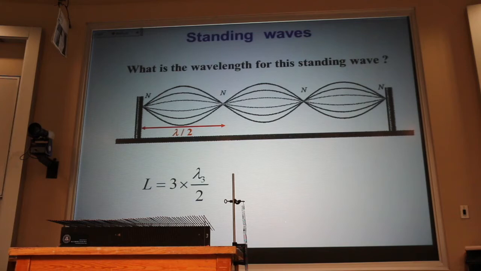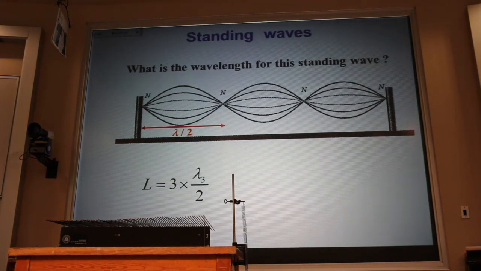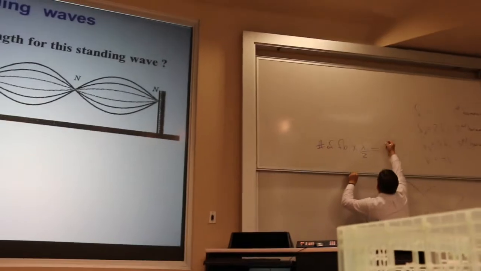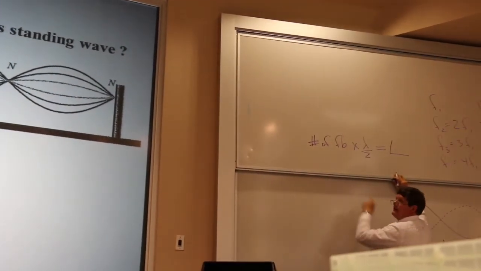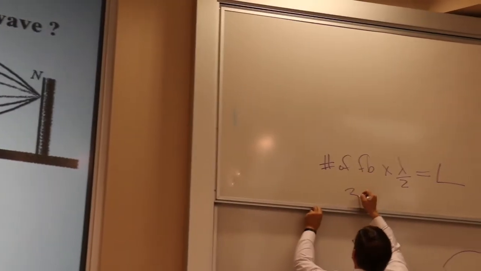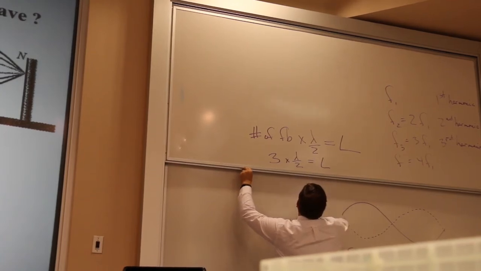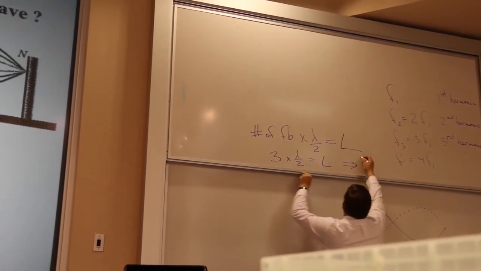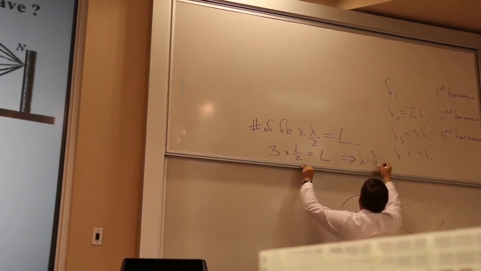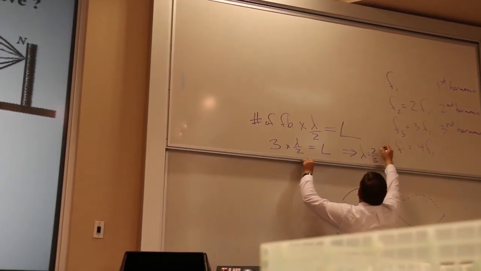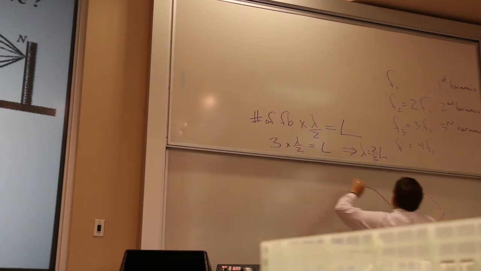This formula will be on the front page of the exam, except if you tell anyone, I'll deny it. It's the number of footballs times lambda over 2 is equal to the length of the system. Now, if I did that for this problem here, I would say I've got 3 footballs times lambda over 2, and that's going to equal the length of the system. If I solve that for lambda, I get 2/3 L. Did I get that right?